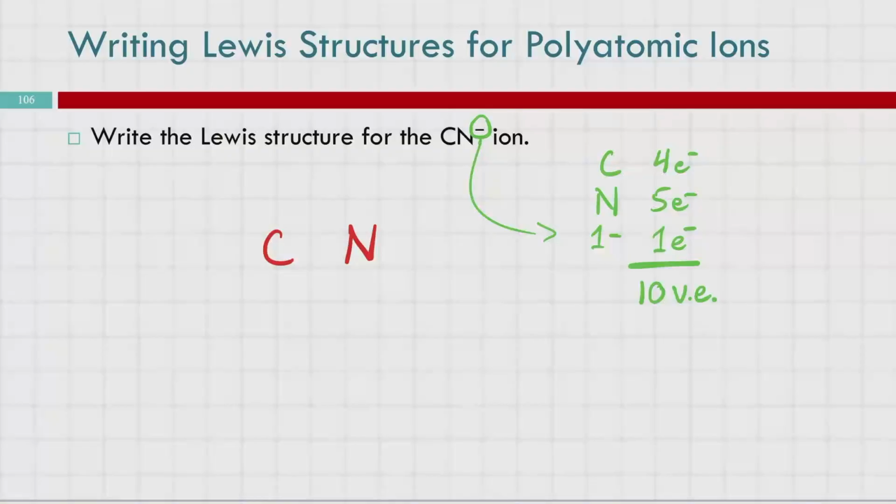To get everything connected, we've just got 2 things. We need 1 bond to connect them. So we're going to subtract 2 bonding electrons for our 1 bond. We have 8 remaining electrons. Where can we add our 8 remaining electrons?